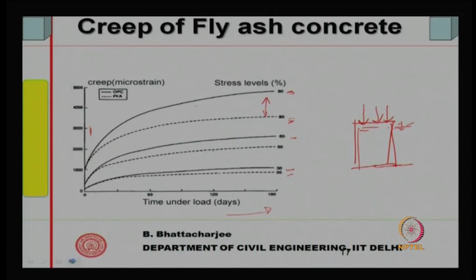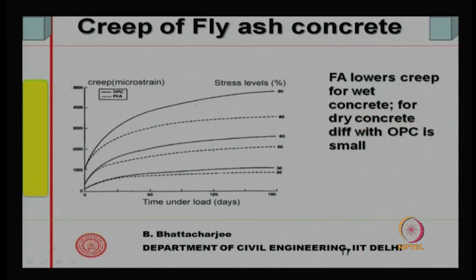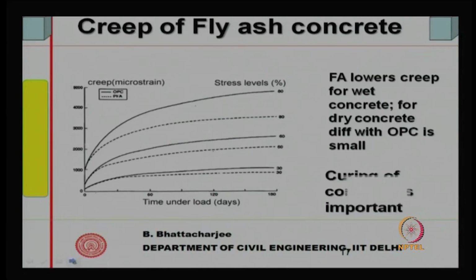because of the change of the microstructure. In other words, the water held in the microstructure or gel pores has something to do with the creep, and with more gel space and hydration product available, the creep behavior also changes, and it changes positively in case of fly ash concrete. So, creep of fly ash concrete, pulverized fuel ash concrete, has been observed to be lower. So, fly ash lowers the creep. For wet concrete and for dry concrete, the difference with OPC is usually small. If you keep both moist, then of course the difference reduces. However, it still will have some amount of reduction. So, that is the observation.